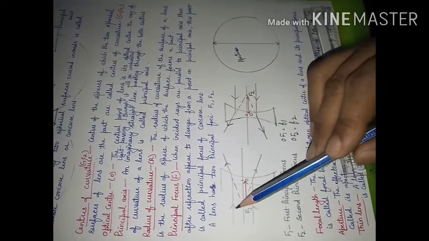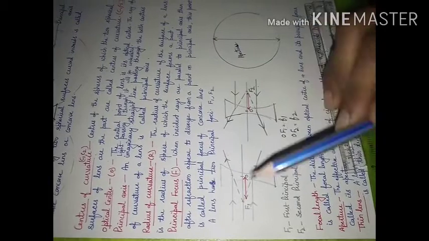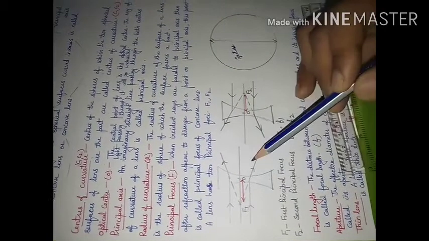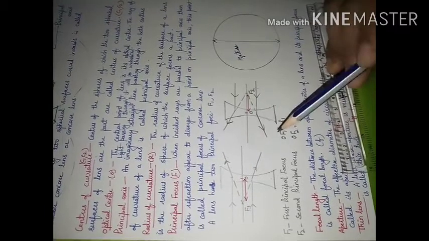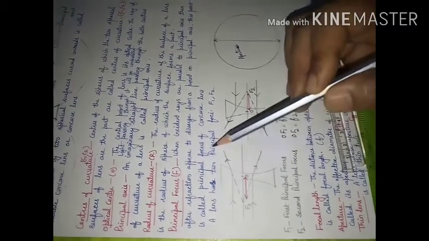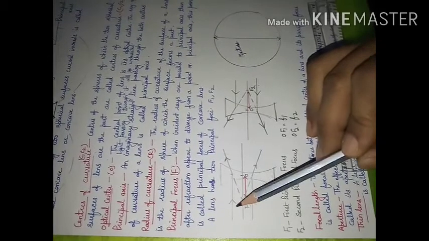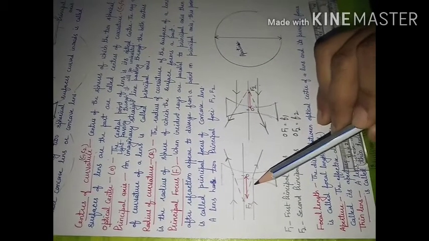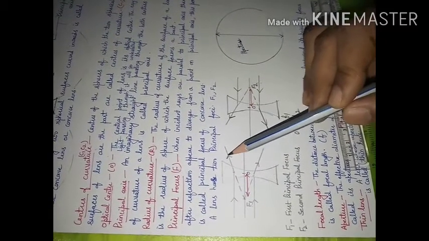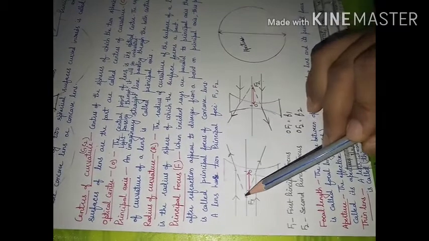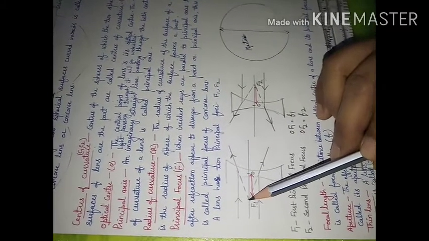The distance between them is less, and after refraction, the distance between them is increasing. It means this beam was parallel and this beam is going to be diverging. Rays are moving away from each other. So the principal focus for a concave lens will be a point on the principal axis, such that if incident rays are parallel to the principal axis, then after refraction, these rays will appear to diverge from a point. Then this point will be known as the principal focus.